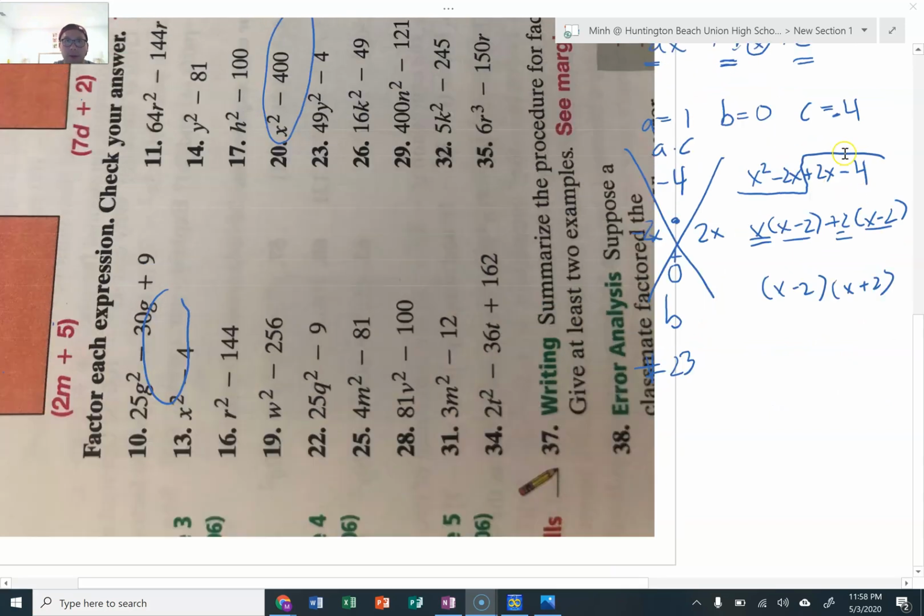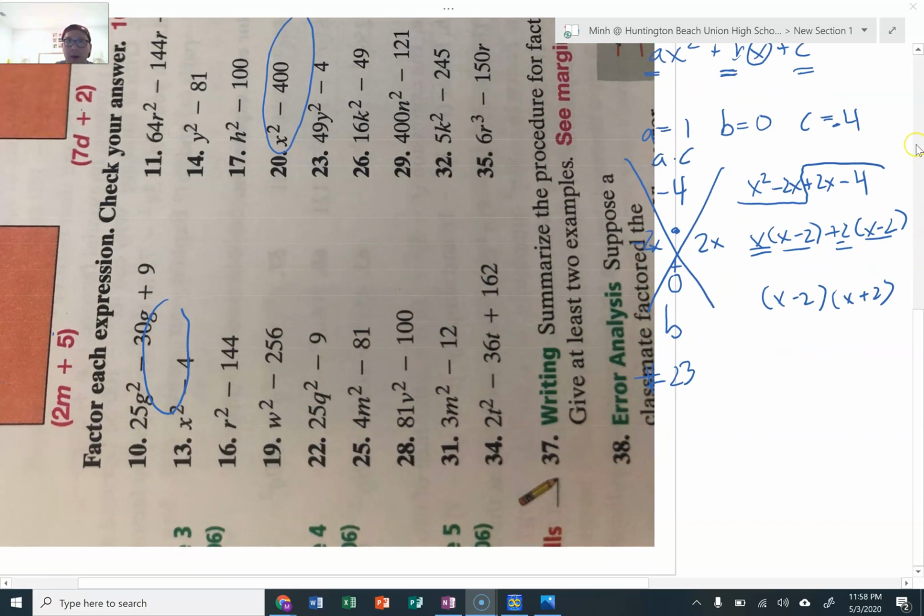Alright, last problem. We are going to go ahead and do problem number, I was going to do number 20, right? Let's go ahead and do number 49. I think 49 is a little bit more of a challenge. So, number 49, I have 49y squared minus 4. Same process, determine our a, b, and c.